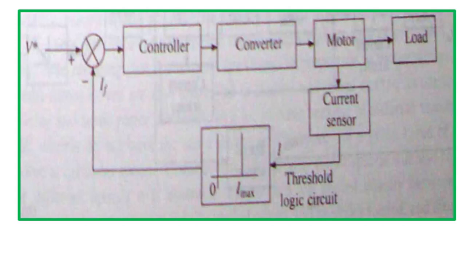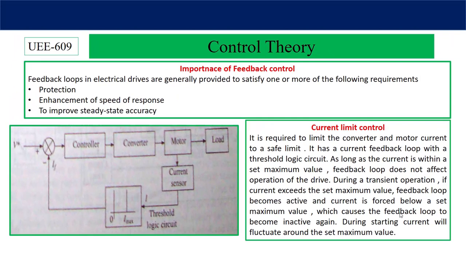So it is required to limit the converter and motor current to a safe limit. It has a current feedback loop with a threshold logic circuit. This logic circuit will compare whether the sensed value is within the safe limit or not. If not, then it will actuate this system and the controller will generate some output, and that output is fed to the converter switches to limit this current. As long as the current is within a set maximum value, the feedback loop does not affect operation of the drive. During a transient operation, if current exceeds the set maximum value, the feedback loop becomes active and the current is forced below the set maximum value, which causes the feedback loop to become inactive again.